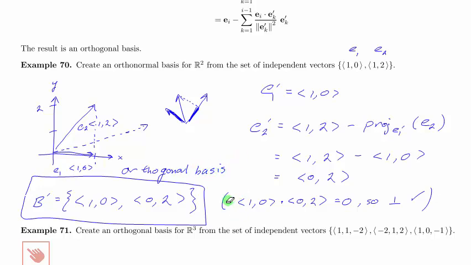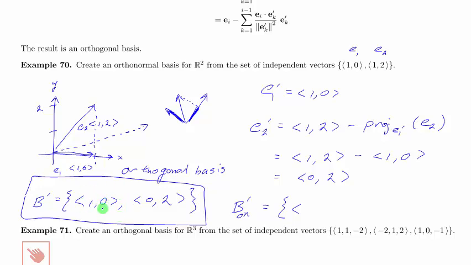We can then create an orthonormal basis, if we would like, in which the vectors are all both orthogonal to each other and have length 1. So let's call that B prime sub, let's say, ON. And in this example, it's very easy to compute the magnitude.